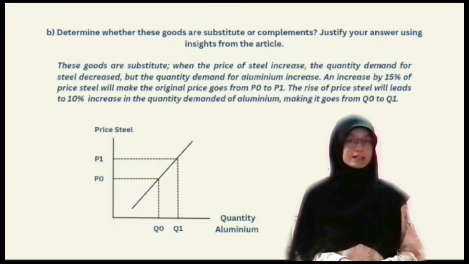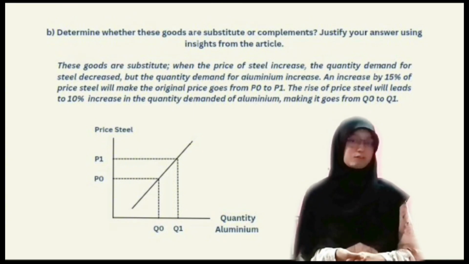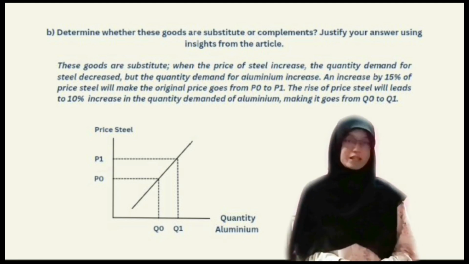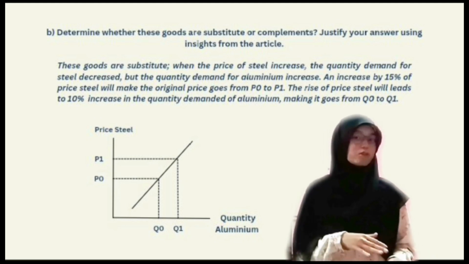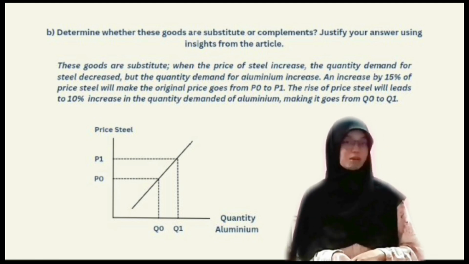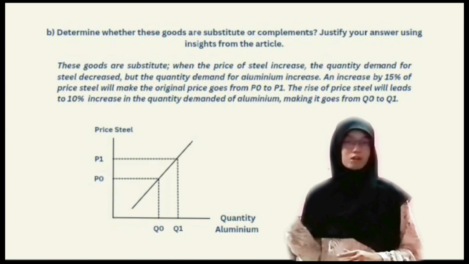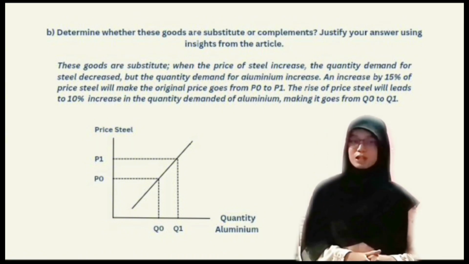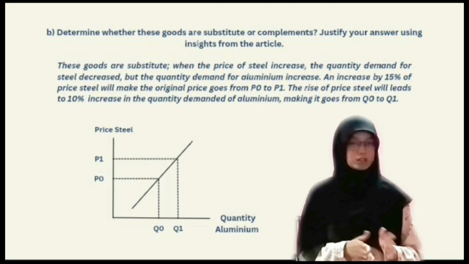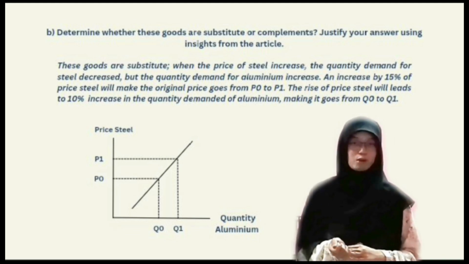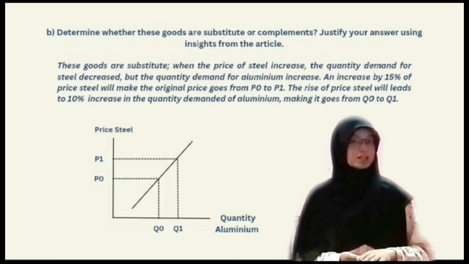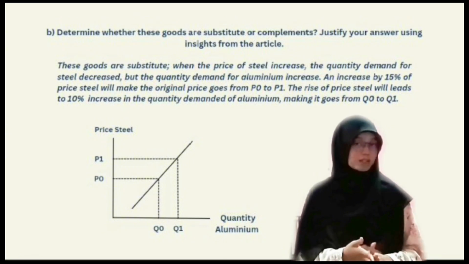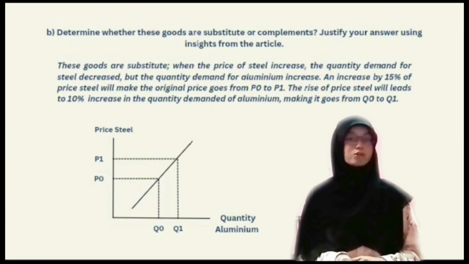Question number 2B is determine whether these goods are substitutes or complements. Justify your answer using insight from the articles. These goods are substitutes. When the price of steel increases, the quantity demand for steel decreases, but the quantity demand for aluminum increases. If you look at the graph, the increase of 15% price of steel will make the original price go from P0 to P1. The rise of steel will lead to 10% increase in the quantity demand of aluminum, making it go from Q0 to Q1.